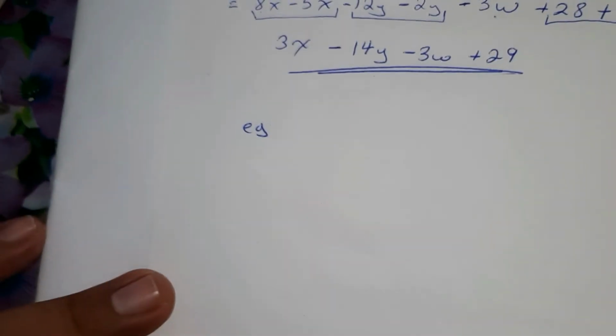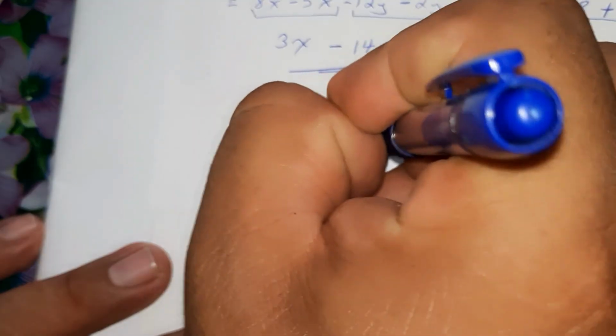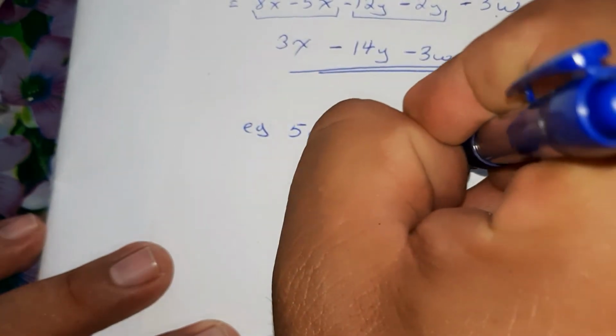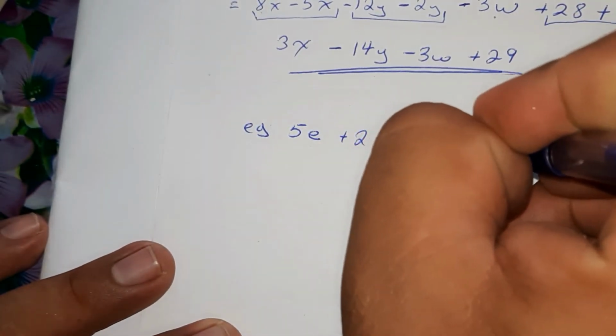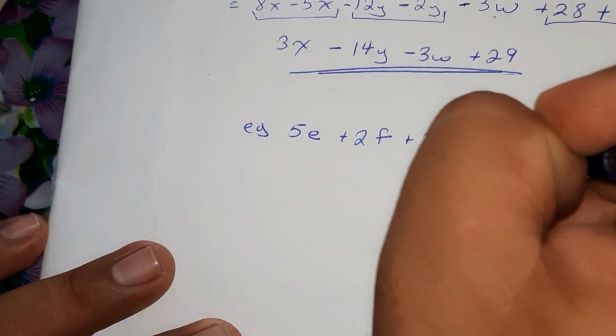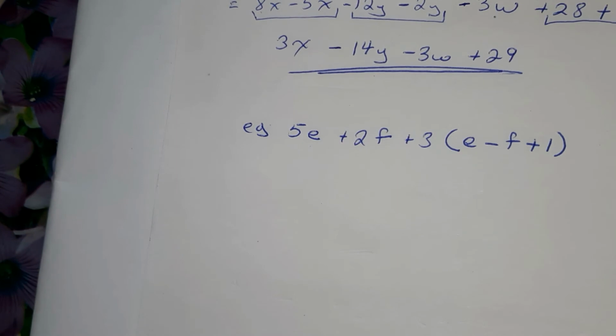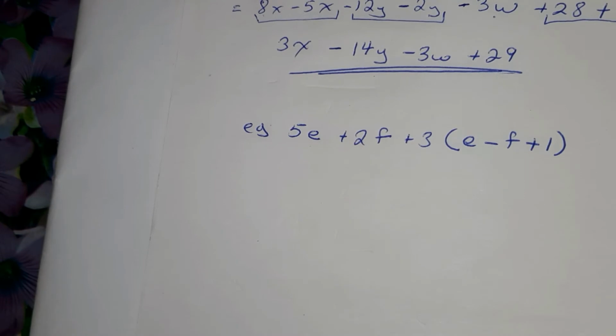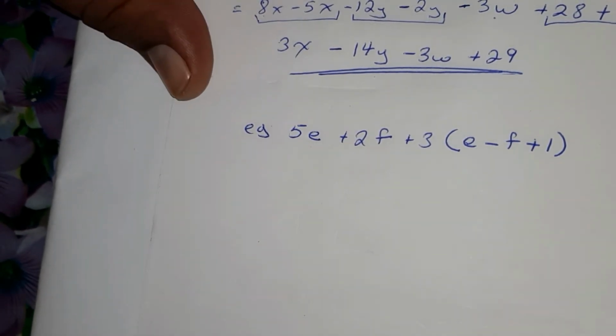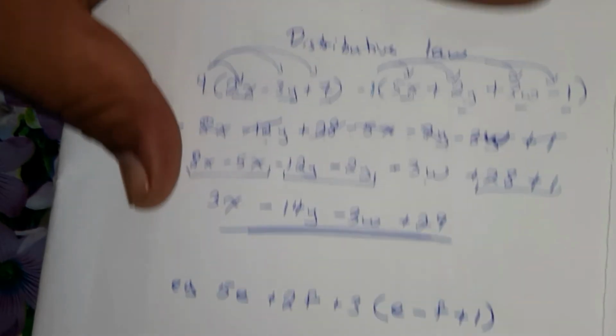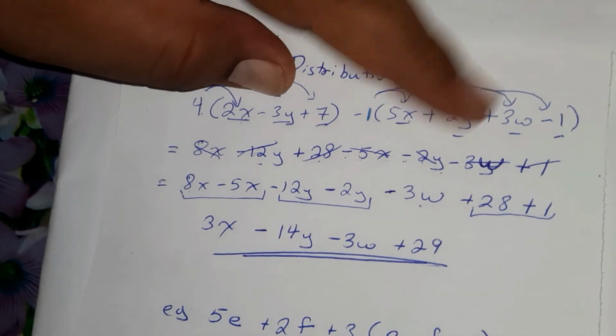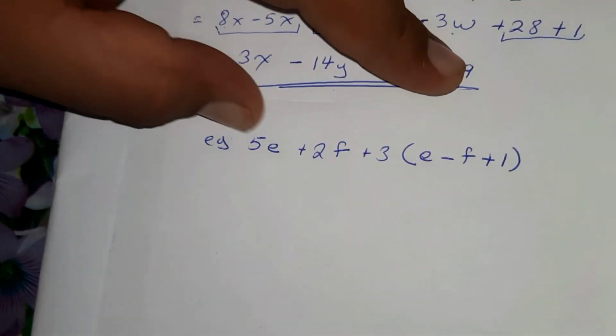Example 2: 5e plus 2f plus 3 open bracket e minus f plus 1. Okay, so that is what we have. In this case, notice that what you have is only one bracket. We don't have two brackets like the previous one, but we only have one, right? The previous one, you can see that we have one here and we have one here. This one just has one here.